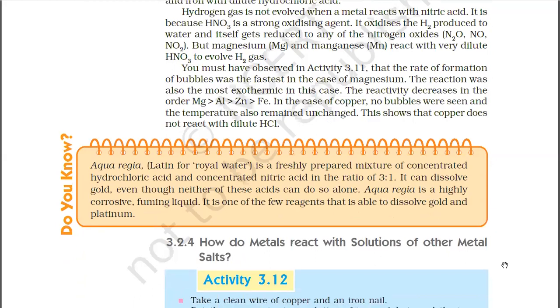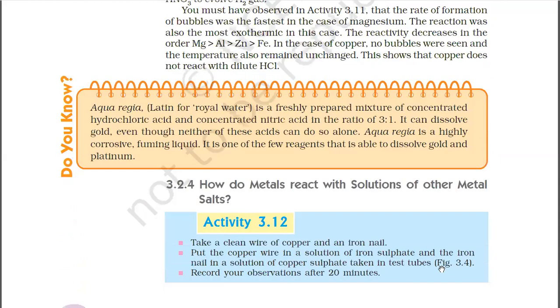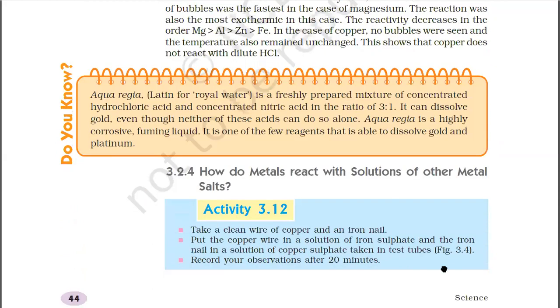Do you know? Aqua Regia, Latin for royal water, is a freshly prepared mixture of concentrated hydrochloric acid and concentrated nitric acid in the ratio of 3:1. It can dissolve gold even though neither of these acids can do so alone. Aqua Regia is a highly corrosive fuming liquid. It is one of the few reagents that is able to dissolve gold and platinum.